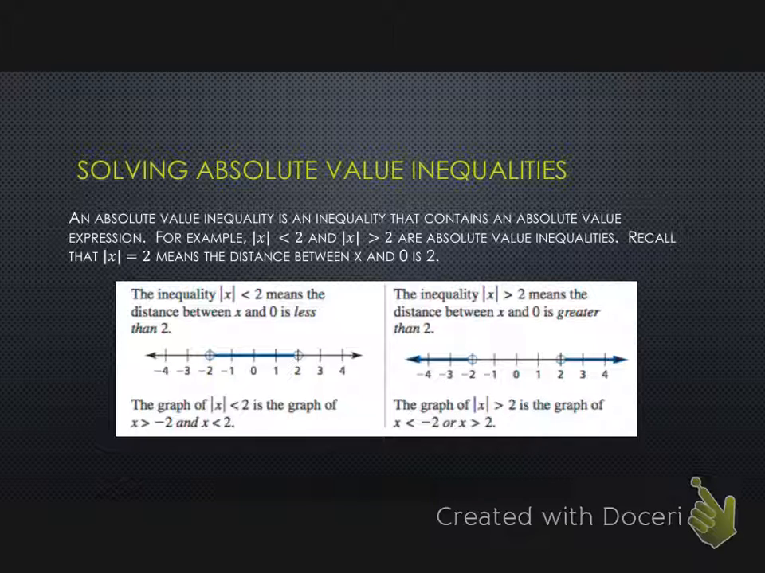Now, for the inequality of the absolute value of x is greater than 2, it means the distance between x and 0 is greater than 2. So we put the open circle again on 2 and negative 2, but this time, instead of being the line between, it's the lines going out in the other directions.